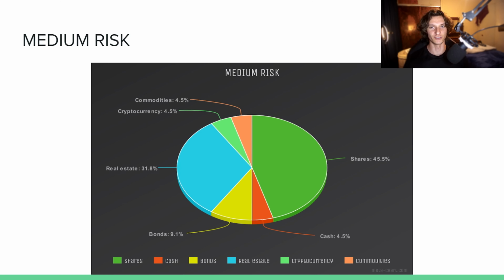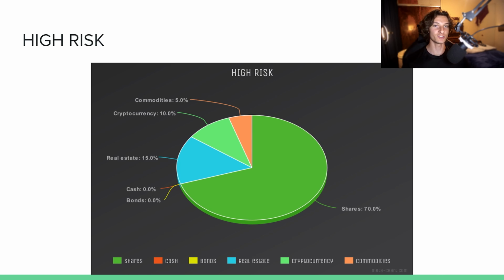Now we're moving over to medium risk. For medium risk, we have 45% shares, 4.5% cash, 9.1% bonds, 31.8% in real estate, 4.5% in cryptocurrency. Now we're going a little bit deeper into cryptocurrency, dipping our toe a little bit deeper, but also 4.5% in commodities.